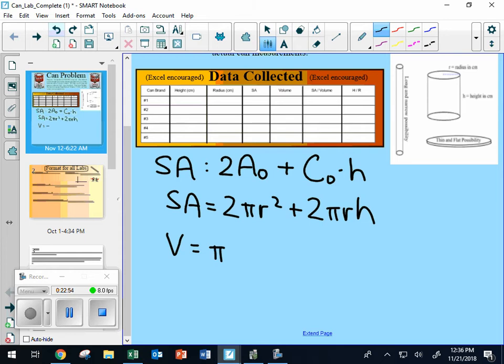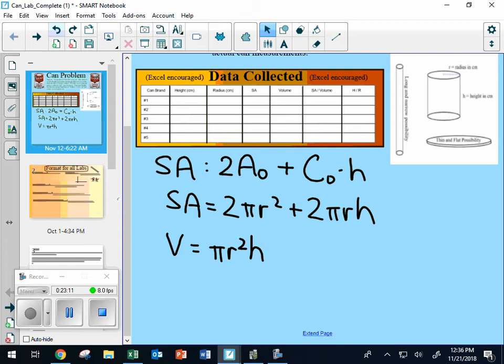Exactly. It's just the area of our base times the height. Thank you, William. So now we have our volume, we have our surface area, and we can put these equations into Excel for us, and it'll calculate for us.